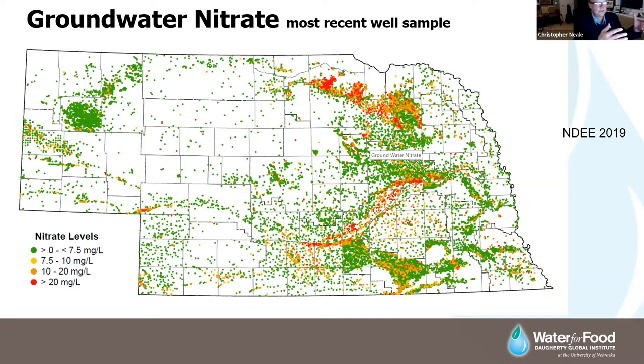So here's another example where point data measurement of groundwater quality could be used to produce a map.